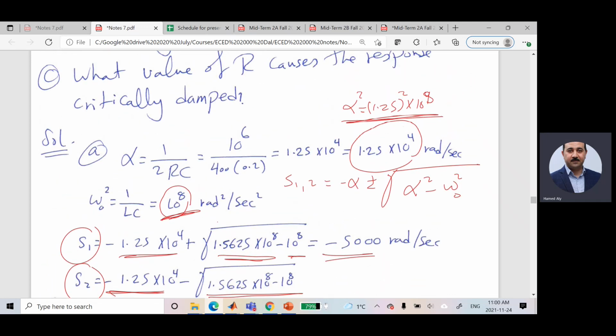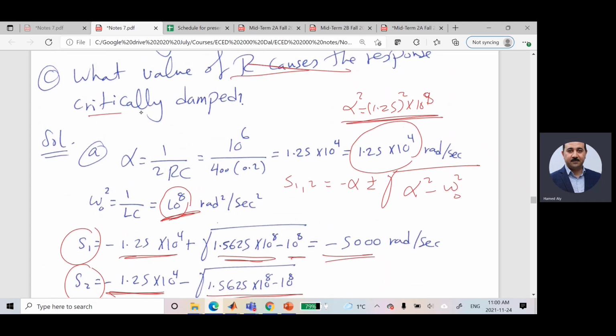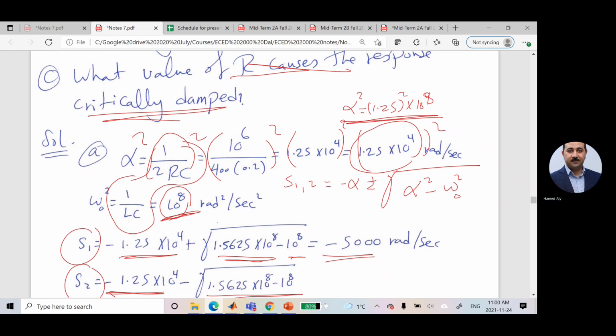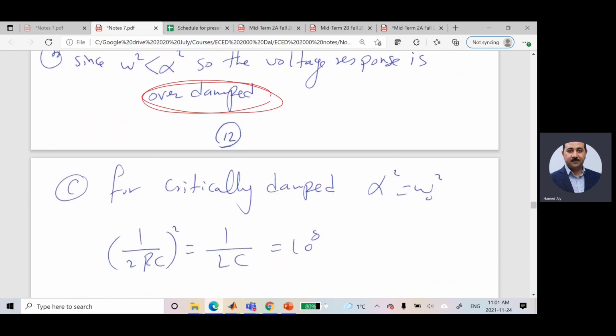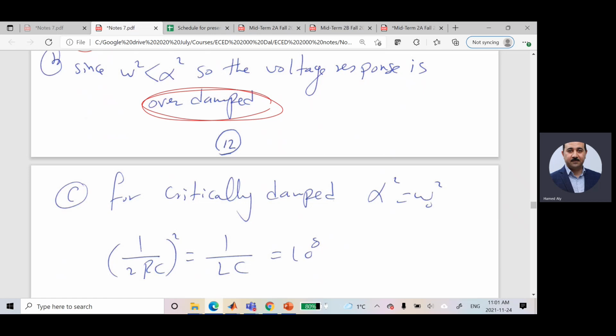Then for the last part, he asked me what is the value of R that causes the response to be critically damped? When will the response be critically damped? When alpha squared is equal to omega O squared. So what I'm going to do is say this squared should be equal to this. Right? So based on that, I can say for critically damped, (1 over 2RC) squared is equal to 1 over LC.